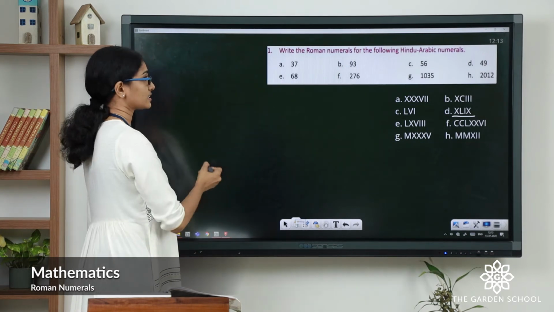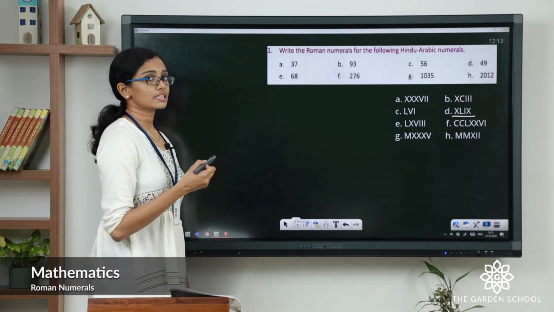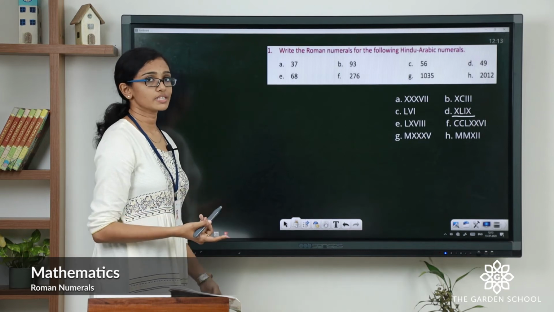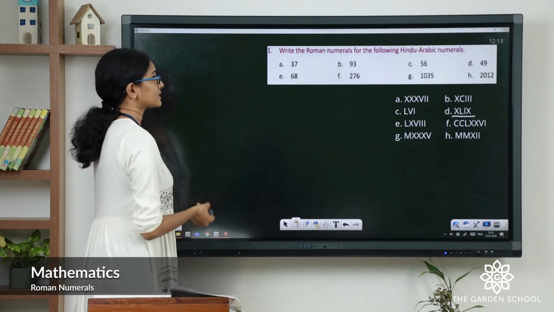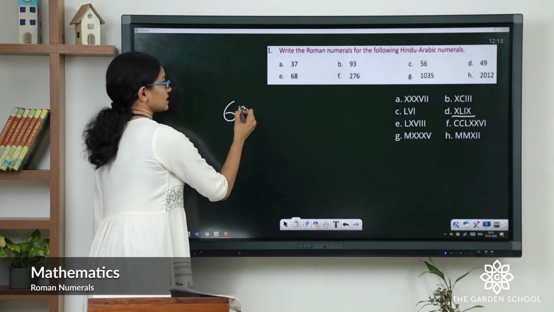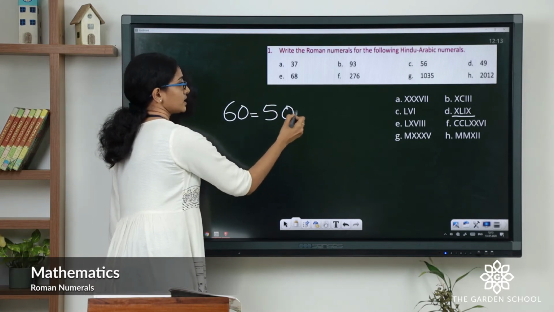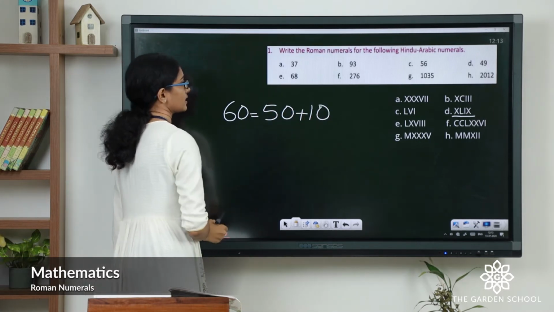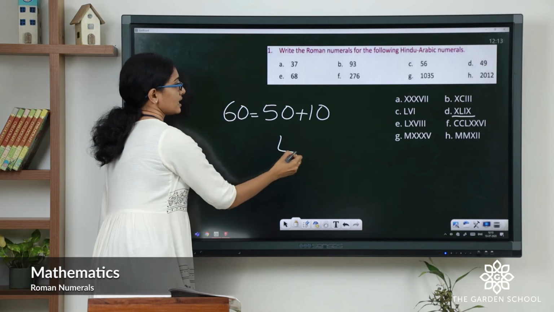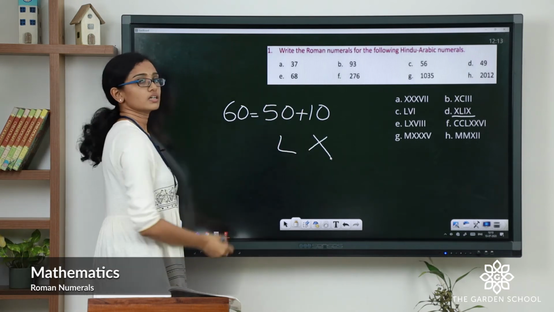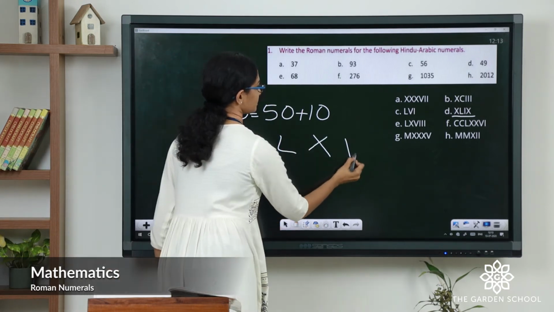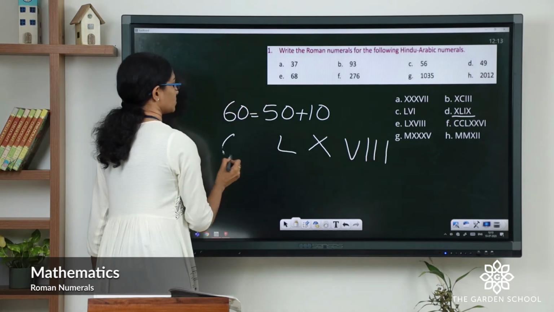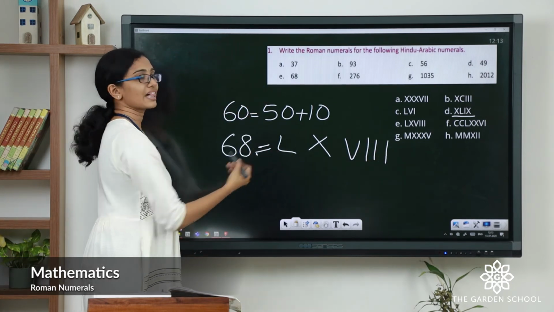68. We cannot write 60 with a single Roman numeral. We don't have a symbol for that. So how do we write 60? 60 equals 50 plus 10. Then 50 is L, and then the symbol for 8. So 68 equals this one.